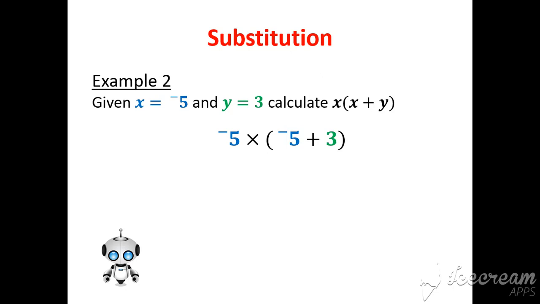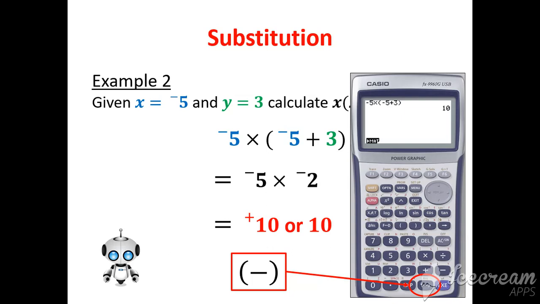Now if you're doing it by hand, in your brain, you need to do BEDMAS first. -5 plus 3 makes -2. Then we can times by the -5 out the front, and two negatives make a positive, giving us positive 10 or just 10.